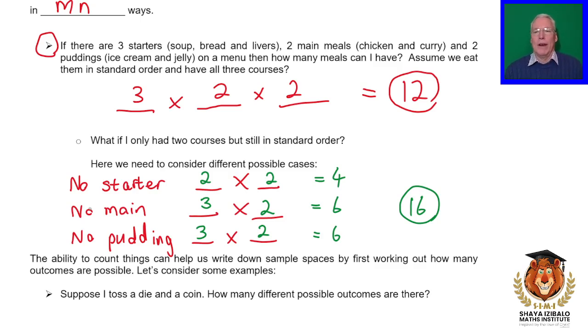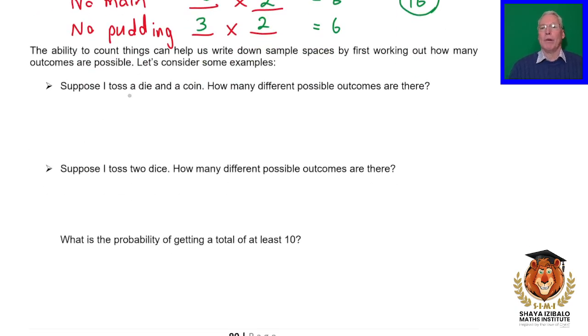Okay. All right, so the ability to count things actually helps us in probability. So let's have a look at this. Suppose I toss a die and a coin, and I want to write down the sample space. Well, on the die, how many things can happen when I throw a die? That's right, 6. How many things can happen when I throw a coin? 2. The sample space will actually have 12 things in it. I'm going to write it down, even though the question didn't ask us to write down the sample space.